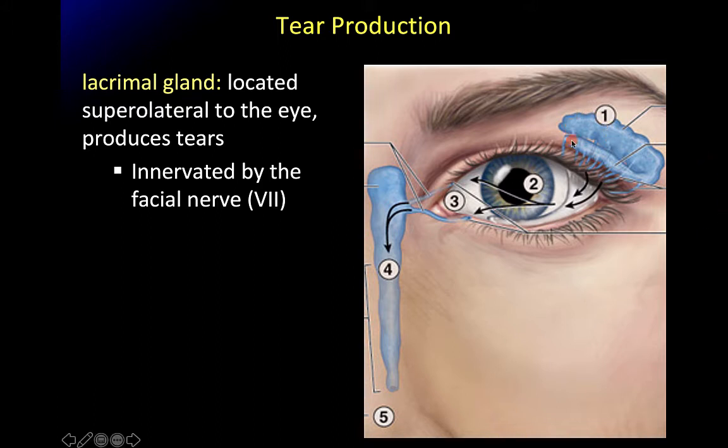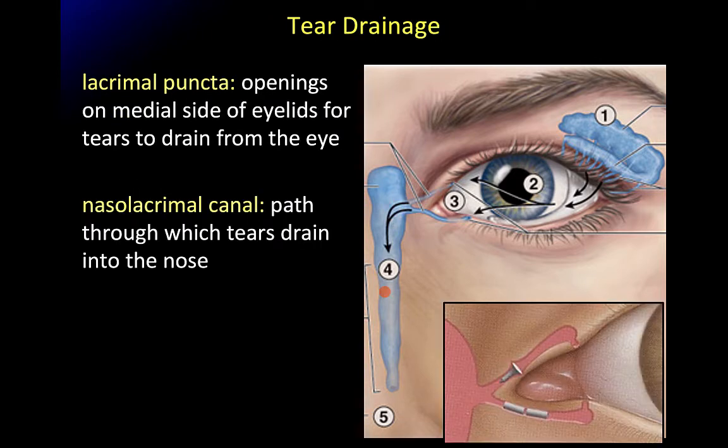It's located superolateral to the eyeball, and the tears are going to wash across the eyeball, obviously potentially washing things out of the eye, before draining out through what we call lacrimal puncta, which are on the medial side of the eye. So we get this kind of flow from lateral to medial, from lacrimal gland to the drainage system. The lacrimal puncta are this drainage system.